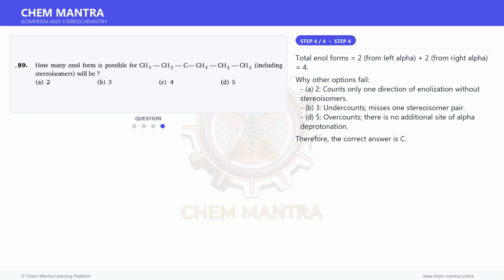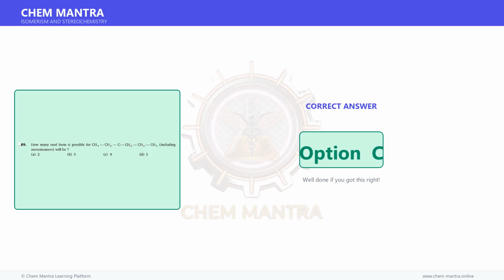And for the final step, total enol forms equals 2 from left alpha plus 2 from right alpha, equals 4. Why other options fail? A. 2 counts only one direction of enolization without stereoisomers. B. 3 undercounts, misses one stereoisomer pair. D. 5 overcounts, there is no additional site of alpha deprotonation. Therefore, the correct answer is option C.